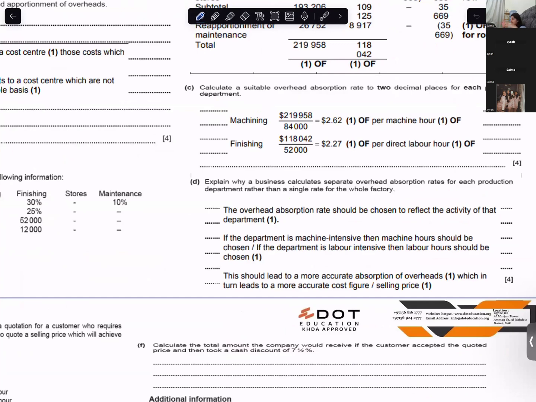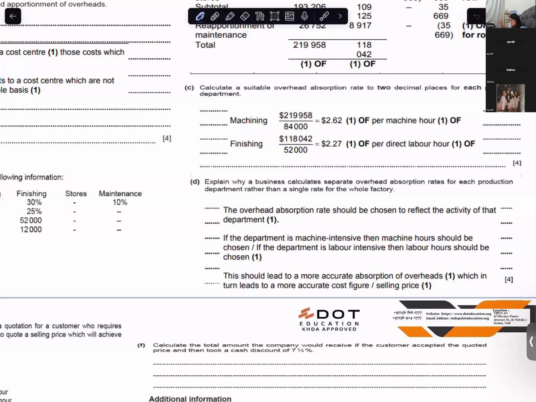Why do I do that? Because they have different apportionment numbers, like 30% and all that, given the number of employees and all that. That's different. Department 1 is, say, machine intensive, capital intensive, so I take machine hours. Department 2 is, say, labor intensive, so I will take labor hours. So depending upon the activity level, I calculate the OAR.